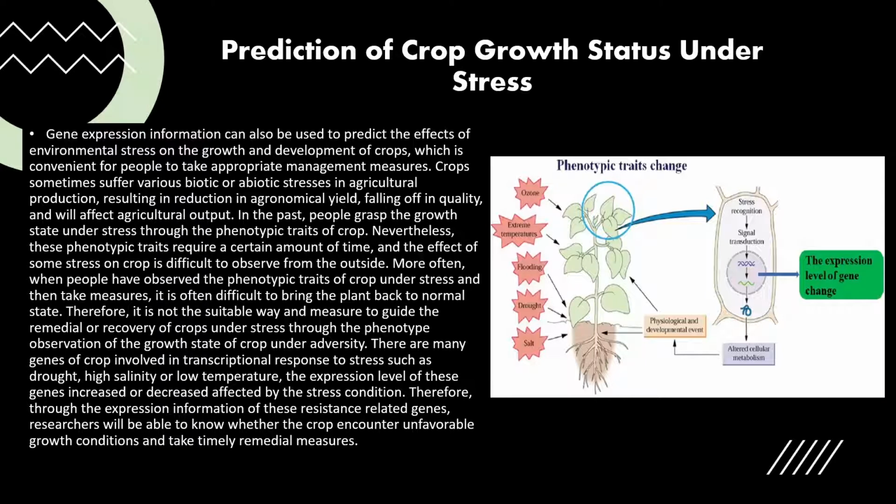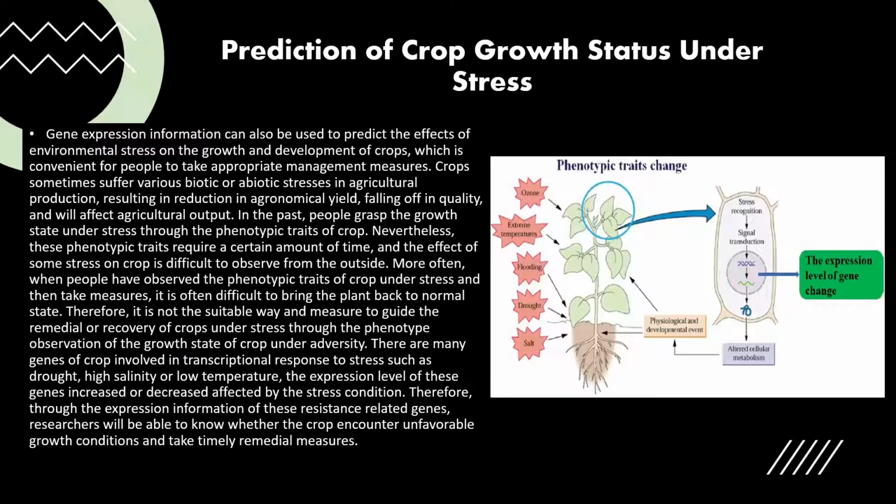There are many genes of crops involved in transcriptional response to stress such as drought, high salinity, or low temperature. The expression level of these genes is increased or decreased by the stress condition. Therefore, through the expression information of these resistance-related genes, researchers will be able to know whether the crop encounters unfavorable growth conditions and take timely remedial measures.